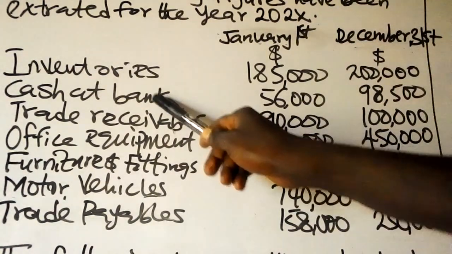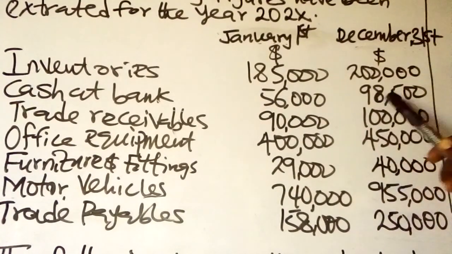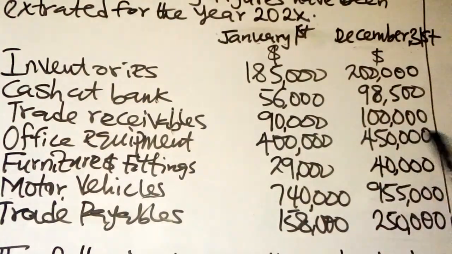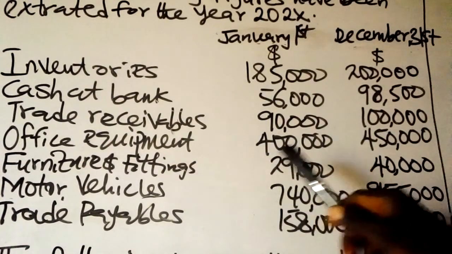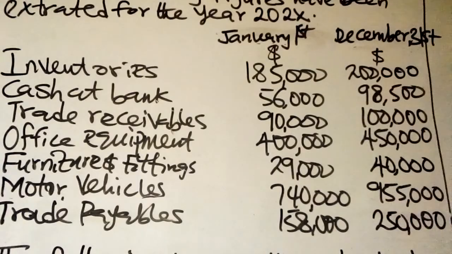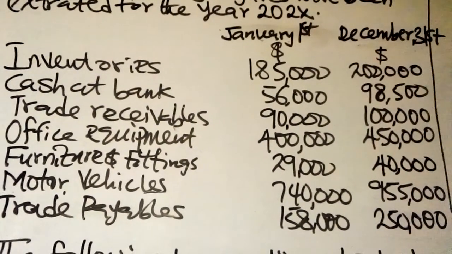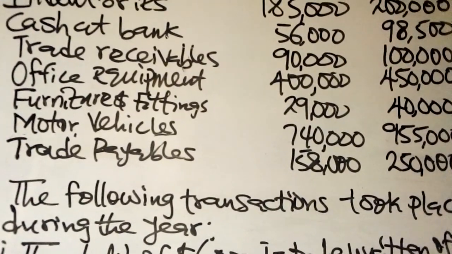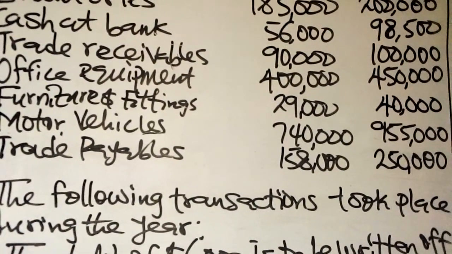We have cash at bank, 56,000 and 98,500 for January and December respectively. Trade receivables, 90,000 and 100,000. Office equipment, 400,000 and 450,000. Then we have furniture and fittings, 29,000 and 40,000. Then motor vehicles, 740,000 and 955,000. Then trade payables, 158,000 and 250,000 respectively.